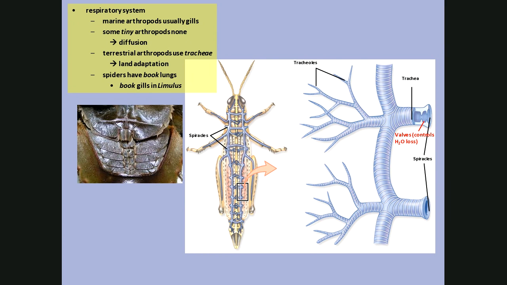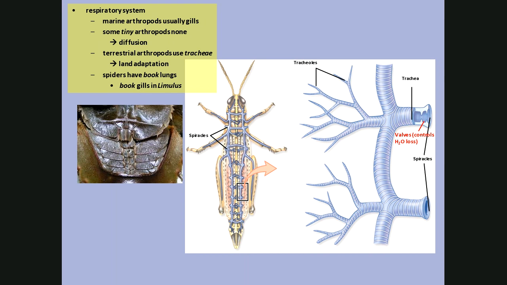Gills are the most effective way of breathing in water, unless you're small enough that you can simply use diffusion. Some tiny arthropods, of course, can use that diffusion. Now, terrestrial arthropods have a trachea, which we talked about, and the tubes just get smaller and smaller as little tracheoles. What this does for the benefit of these arthropods is it makes them very efficient, because every single cell in their body is not so far away from one of these tracheoles that diffusion can't work.